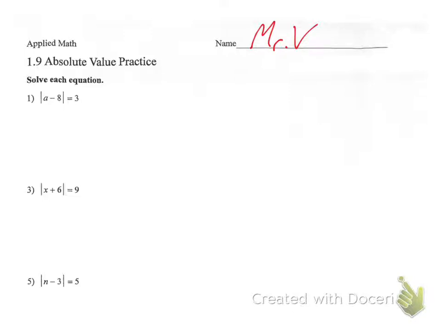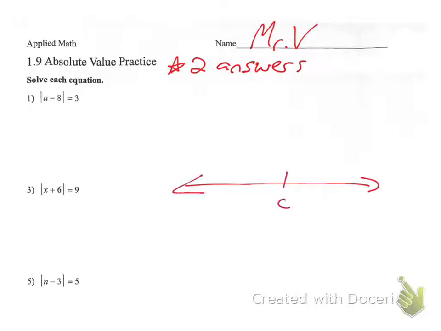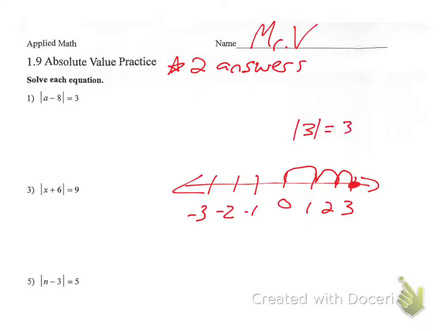So the first thing you need to remember is that you're going to get two answers, okay? Because you're going to have to set it to a positive and to a negative. So remember, absolute value on a number line. So let's say this is 0, and then I have 1, 2, 3, and negative 3, negative 2, negative 1. If I have a point here, that's 3 spots away, right? So the absolute value of 3 is just going to be 3.